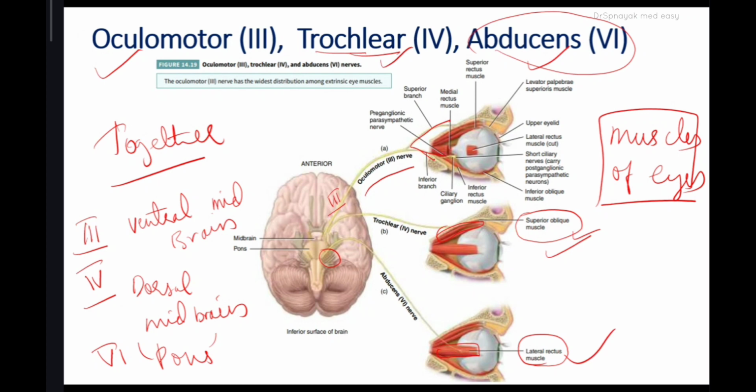Okay, so these three nerves are important in eye movement. You have to remember this. They are mainly important in movement of eyes.